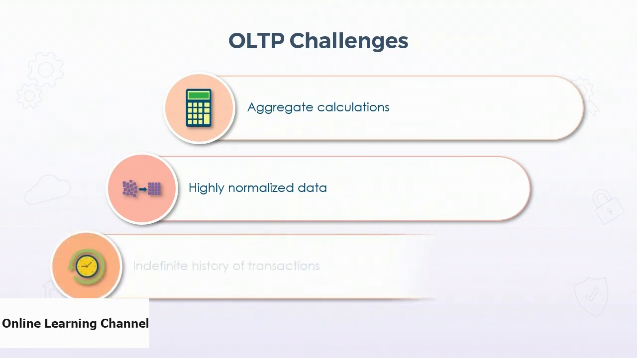And finally, an indefinite history of transactions. Storing the history of transactions indefinitely and/or storing too much data in one table can lead to slow performance. So you have to make sure these OLTP systems will work for what you want them to work for.